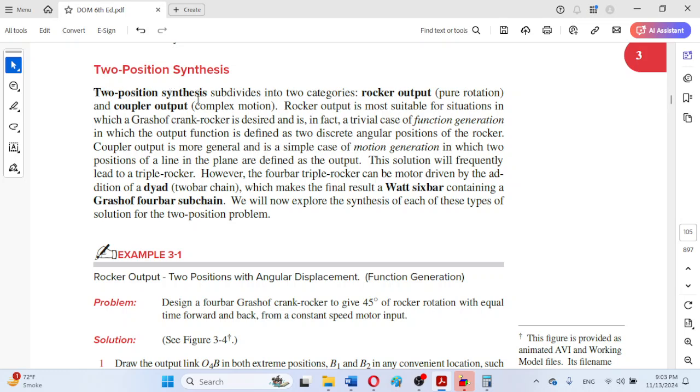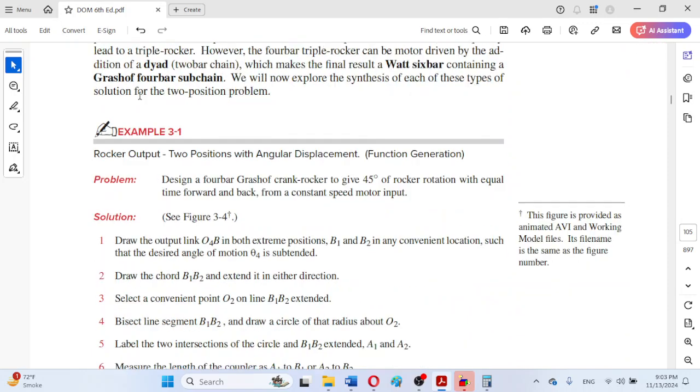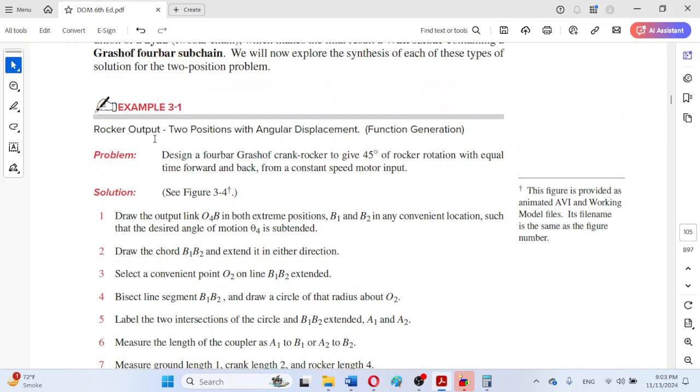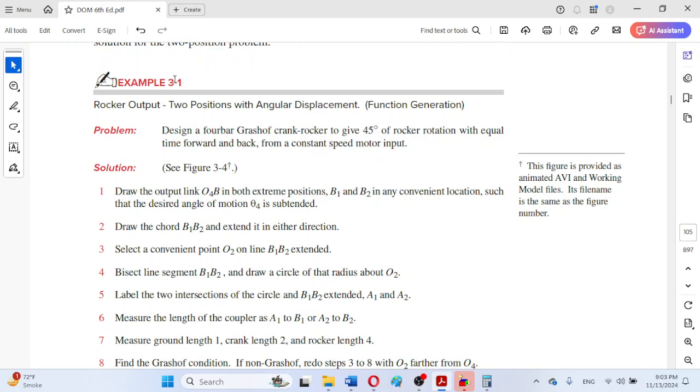Two position synthesis means we map the output link between two extreme positions, which are the limiting positions. The size of the output link or rocker is given. The method is covered in example 3-1, the rocker output two position with angular displacement. Example 3-1 describes the procedure for the non-quick return mechanism.